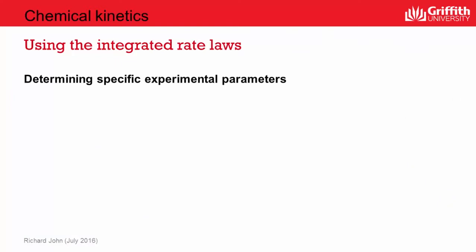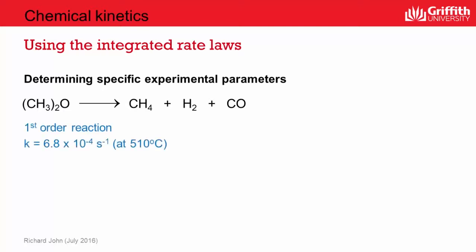Now the second way we can use the integrated rate laws is to determine some very specific experimental reaction parameters, and we'll use the decomposition of dimethyl ether as an example here. Now this reaction happens to be a first order reaction, and it has a rate constant of 6.8 × 10^-4 s^-1 at 510 degrees Celsius. You've got to remember that a rate constant is only constant at a particular temperature. You should also note how the units for the rate constant, seconds to the minus 1, match those that we would expect for a first order process.